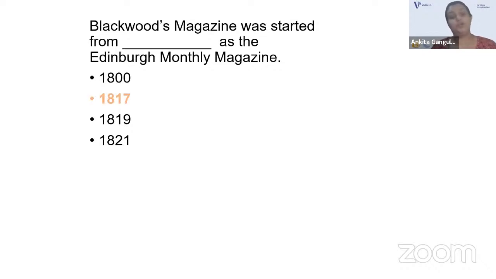Remember the year in which Coleridge's Biographia Literaria was also published. The Hindu College was established in Calcutta this year, right? So try to associate things this way and cross-connect and study, so it will be easier for you to remember things. So Blackwood's Magazine was started in 1817, and it was known as the Edinburgh Monthly Magazine. All right, so do look up the magazines and periodicals, very important.